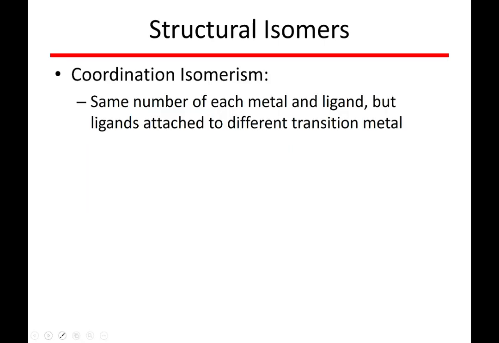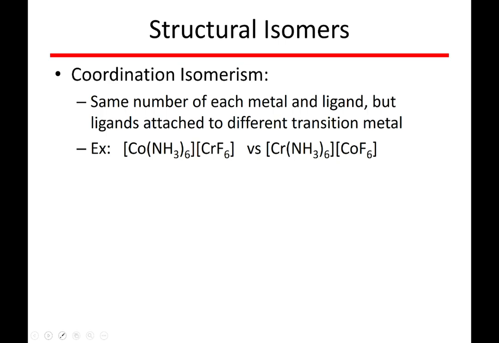We'll begin with coordination isomerism. Coordination isomers will have the same overall formula. You're going to have the same number of each metal and each ligand present in the overall formula for the compound, but the ligands are going to be attached to different transition metals. They're going to swap places, basically, giving you different bonds. Let's take a look at an example.